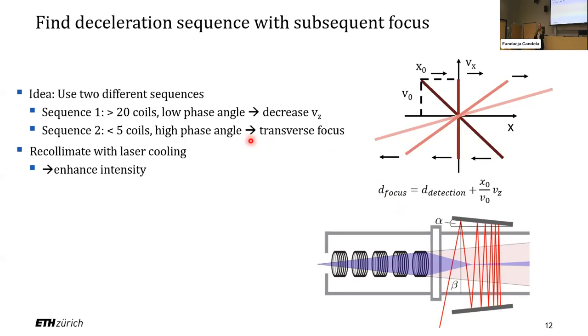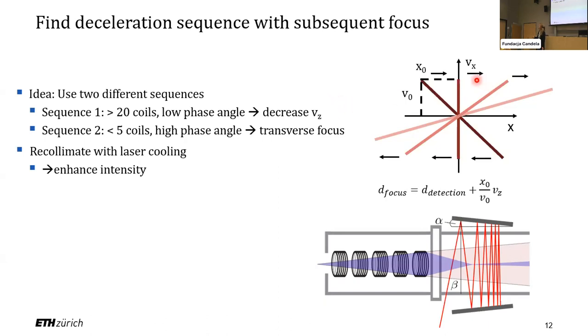The way we think we can do this is by using a sequence for deceleration which is split into two parts, where the first part is only used to decelerate the atoms with a low phase angle. And then we choose a few more coils where we use a very high phase angle just to create a transverse focus. And now to think of the focus, we have to think of a phase-space diagram so that we can find out if it is possible to do so.